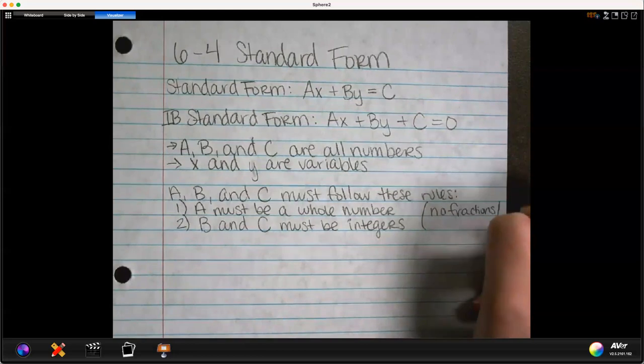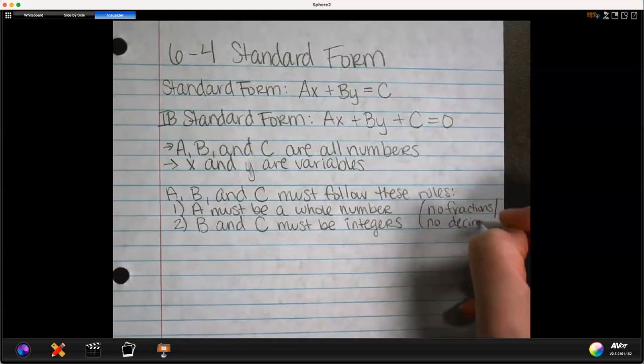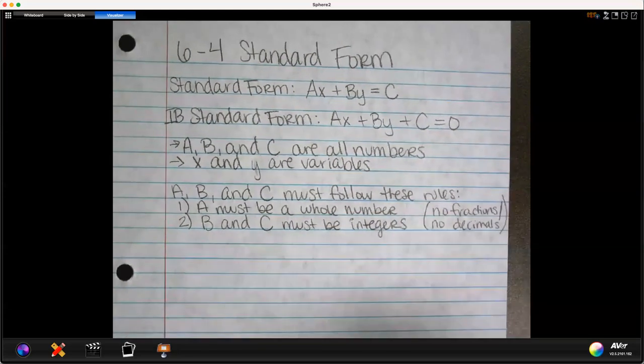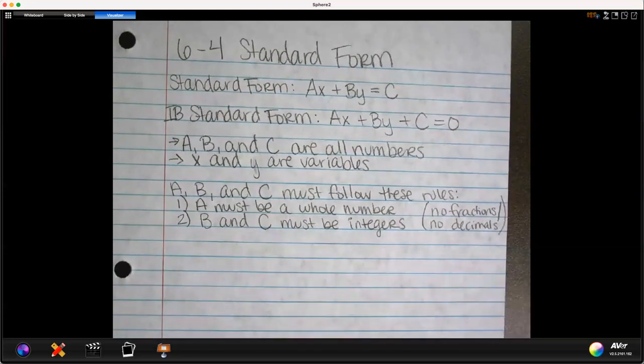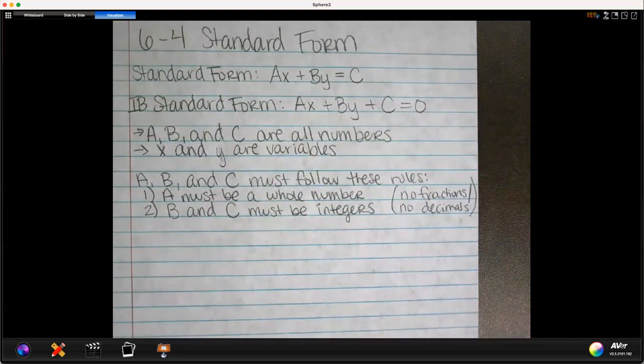What's the difference between a whole number and an integer? Whole numbers cannot be negative. Okay, correct. Whole numbers cannot be negative. So, in other words, A has to be positive, whereas B and C could be negative. Okay, cool.